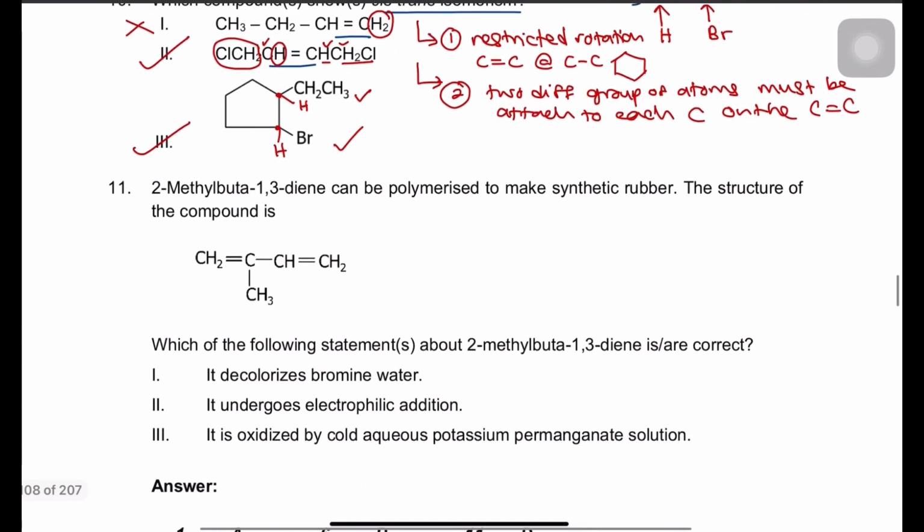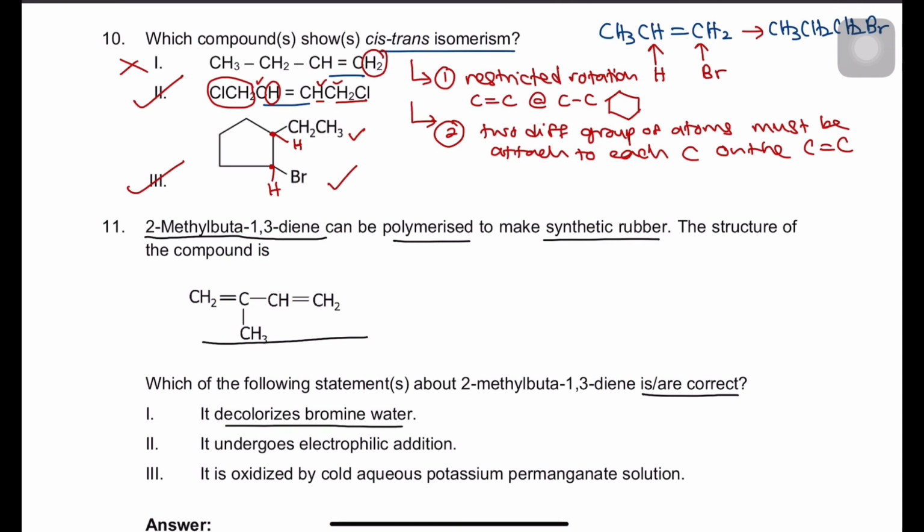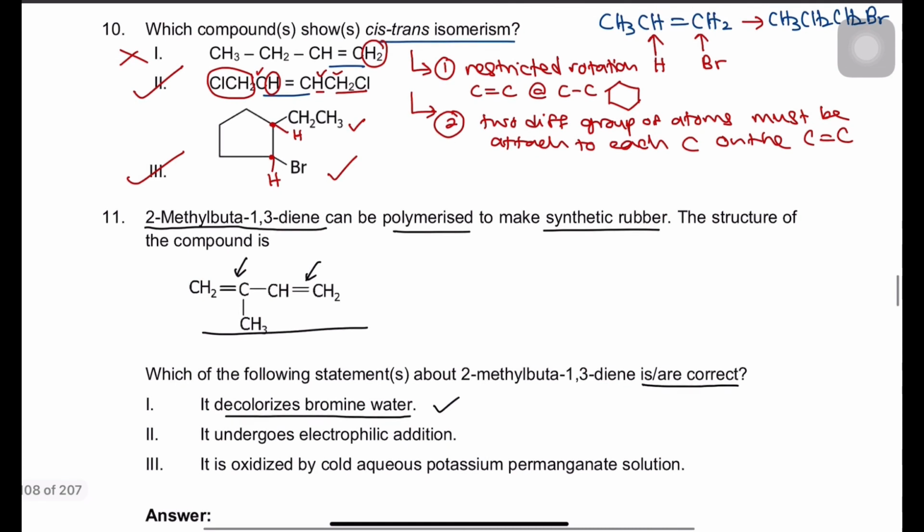Number 11. So the final question is: 2-methyl-buta-1,3-diene can be polymerized to make synthetic rubber and the structure is as shown. Which of the following statements is or are correct? So this compound is able to decolorize bromine water? Yes, it can, because it has carbon-carbon double bonds which can undergo electrophilic addition and decolorize the reddish brown of your bromine water.